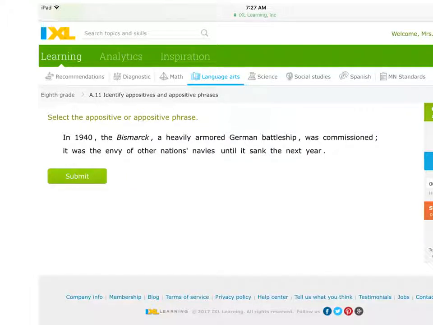In 1940, the Bismarck, a heavily armed German battleship, was commissioned. It was the envy of other nations' navies until it sank the next year. Oftentimes, the appositive is being used to tell more about the subject. So if you're wondering where to even start, you can find the subject, which is the Bismarck. Is anything describing it? There sure is. A heavily armed German battleship, which is a noun phrase, describing that one. So this one is my appositive.